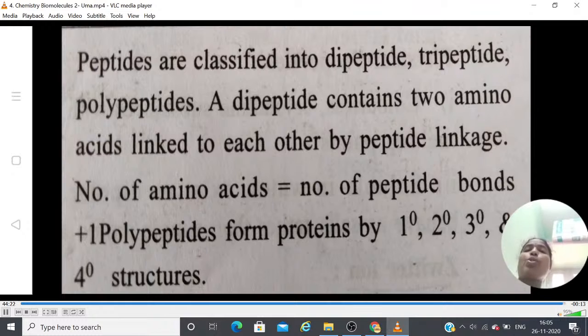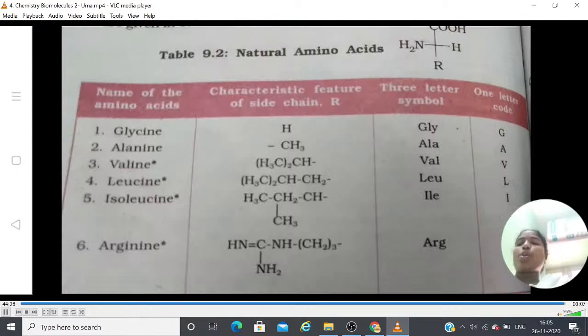So this is the total about the amino acids. Are you understanding? Okay, thank you.